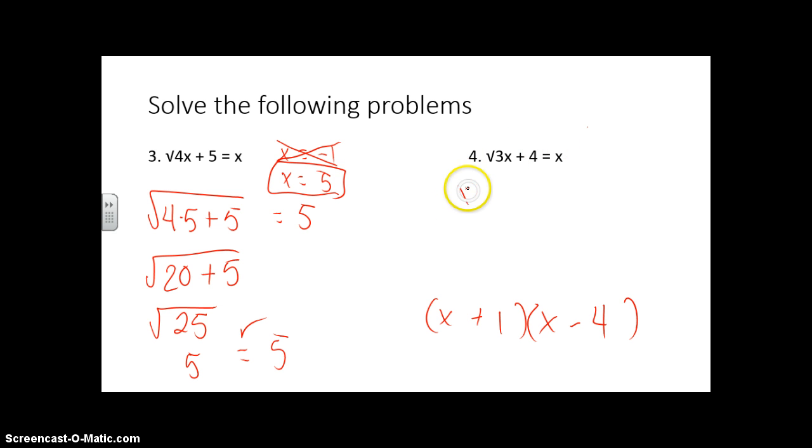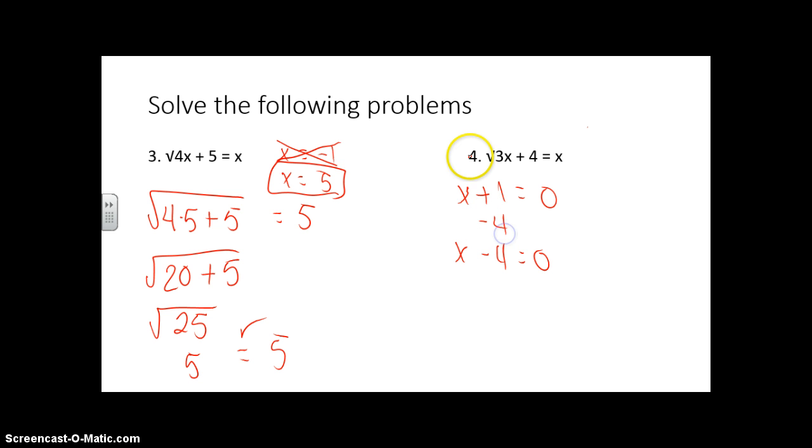So we have x plus 1 equals 0, x minus 4 equals 0. Subtract 1 from each side, so I get x equals negative 1. Add 4 to each side, so I get x equals 4. Again, each of these are not my final answer because what we have to do now is go back into the original problem and make sure my left side is equal to my right side given the x's that I solved for. So let's see.